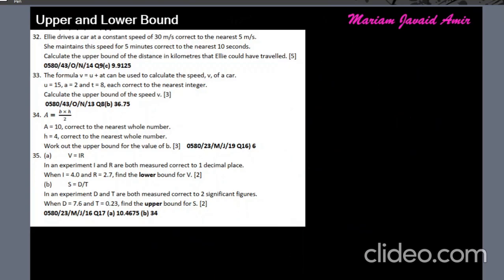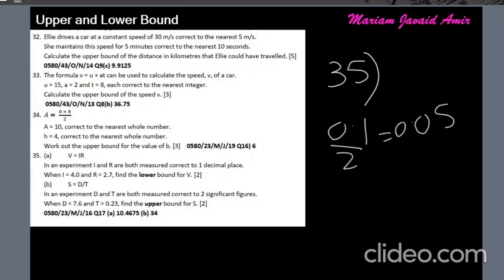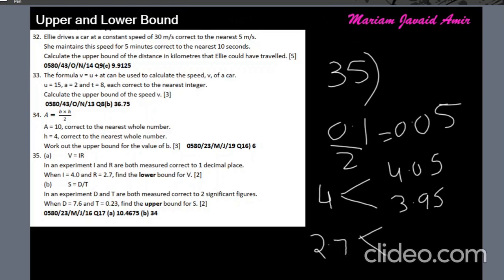35. Part A, V equals IR. In an experiment, I and R both measured correct to 1 decimal place, so 0.1 divided by 2 is 0.05. So we'll be adding this and subtracting this to get the upper and lower bound. Okay, find the lower. So 4 will be 4.05 or 3.95, and 2.7 will be 2.75 or 2.65.